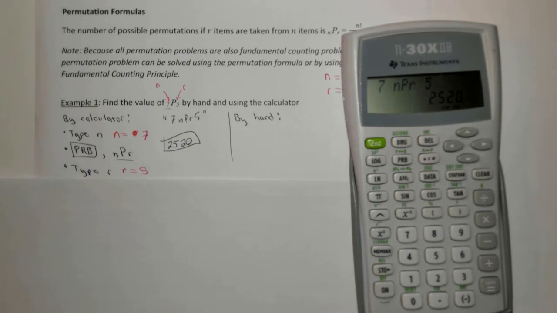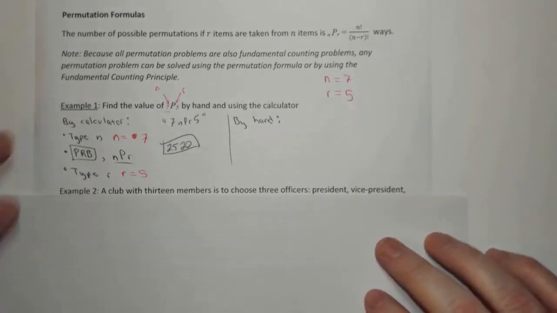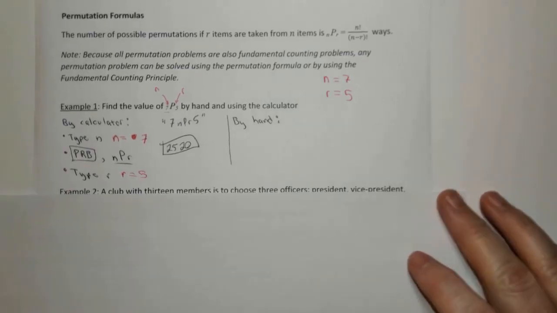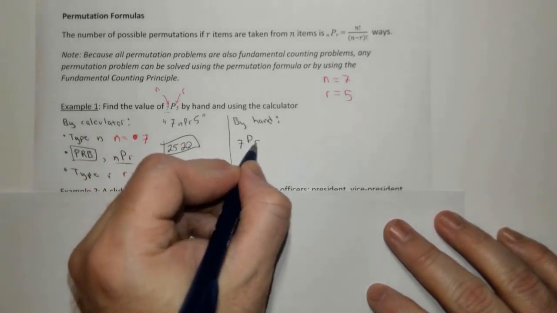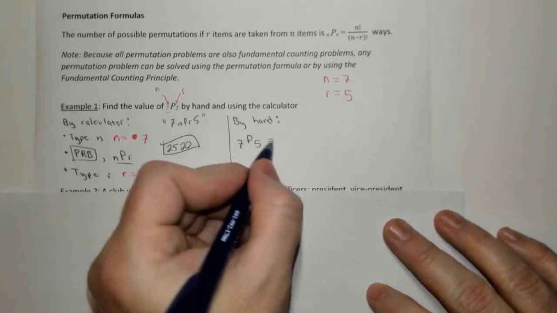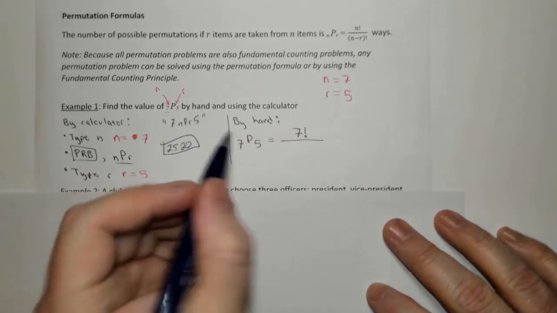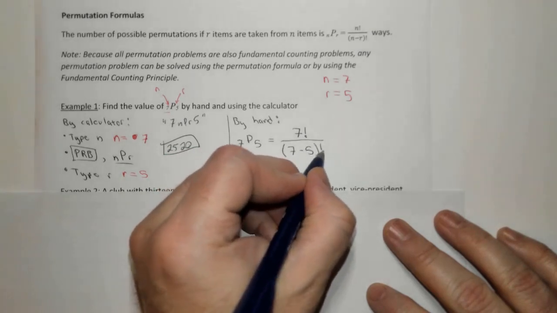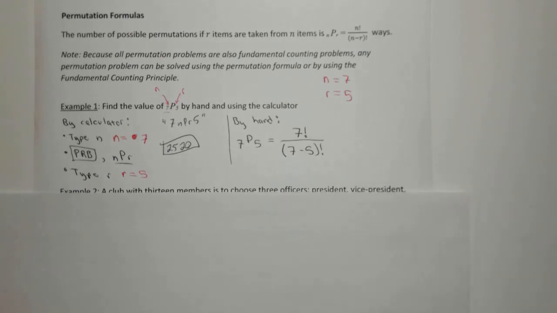So let me do it by hand. What I mean by hand is using this formula. Like I said, you can use the calculator to do these, so there's almost no need to do these formulas by hand unless you just want to check. All right, so 7P5, this is probably the only time I'll use the formula because I have the calculator at hand and there's really no reason to do it by hand unless you just want to check. Okay. So 7 factorial over 7 minus 5 factorial.